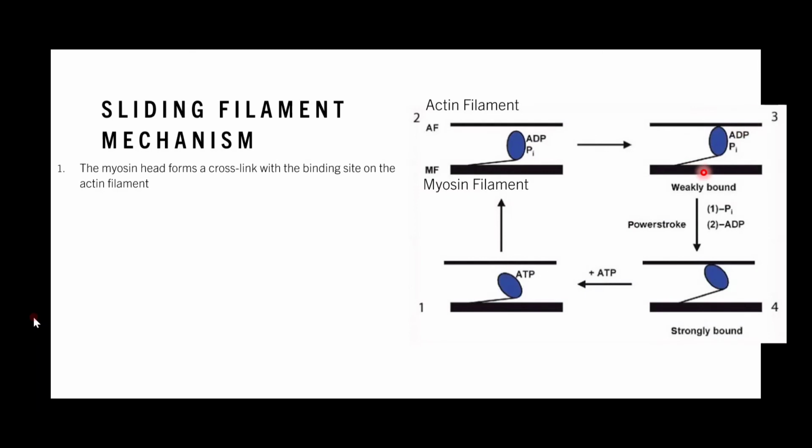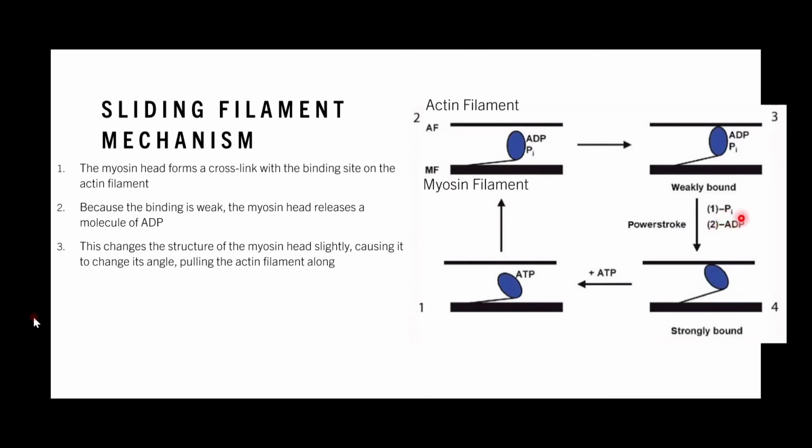And this bond that we form with the myosin head and the actin is weak. And because this binding is weak, the myosin head releases a molecule of ADP. And so we can see here we have a molecule of ADP, and now we have released it.